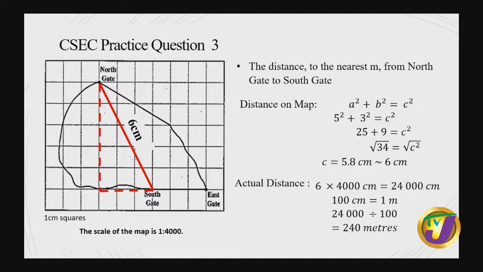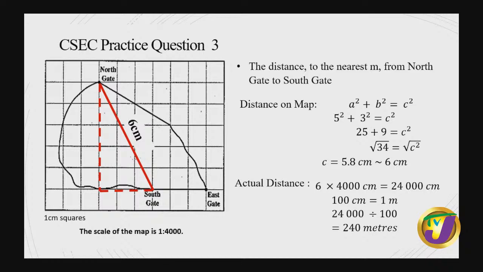6 centimeters multiplied by the 4,000 centimeters would give us 24,000 centimeters, and we need to convert this now to meters. Remember, 100 centimeters will give us 1 meter. So we go ahead and divide, and our answer would be 240 meters. And that is our actual distance. So we have answered the question asked.